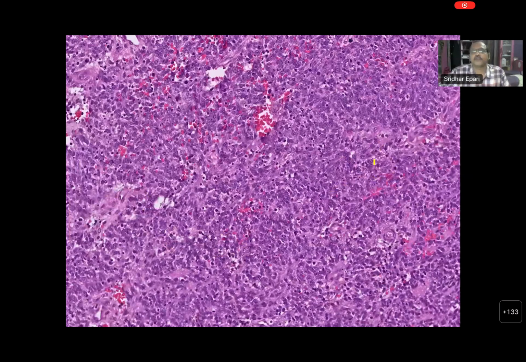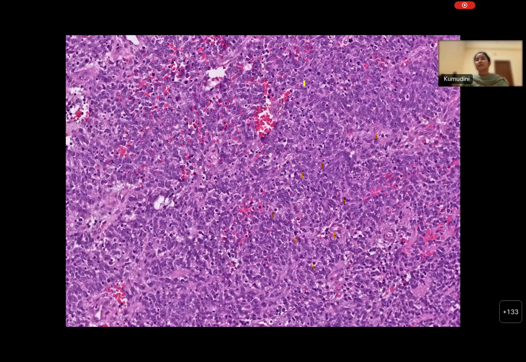Okay, now you see how you describe this area, the cellular area. So the cellular areas show tumor cells which are small in size. What are these dark dots? So these are mitotic figures. These are apoptotic bodies.